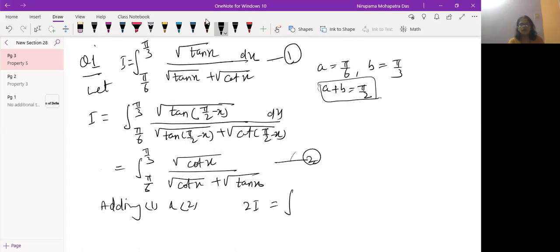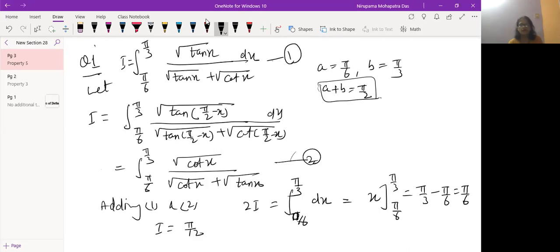2I equal to 0, sorry, it is pi by 6 to pi by 3. Now numerator equal to denominator, it will be cancelled out. You can get dx here. So x from pi by 6 to pi by 3 means you are getting pi by 3 minus pi by 6, which is pi by 6. Okay, this is 2I. It means your I equal to pi by 12. Okay, so this is your final answer.